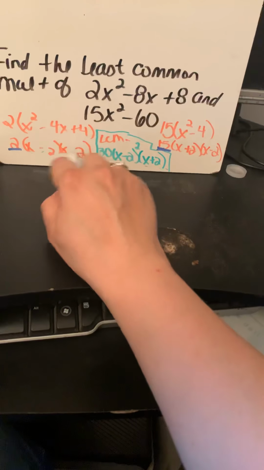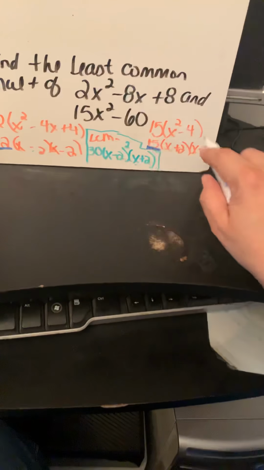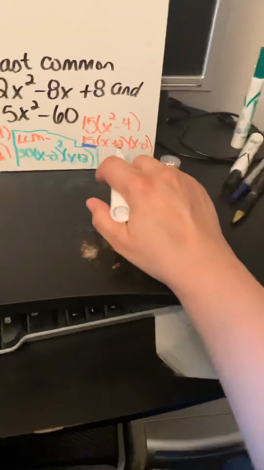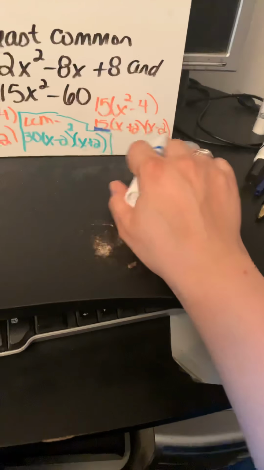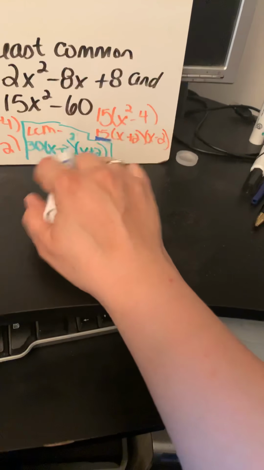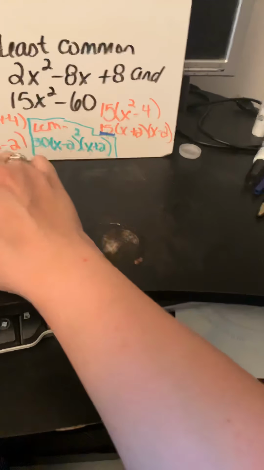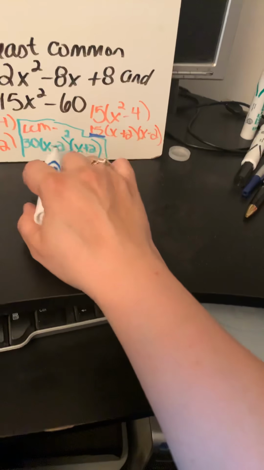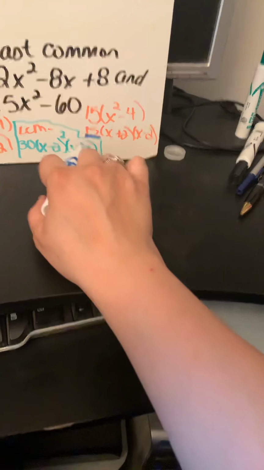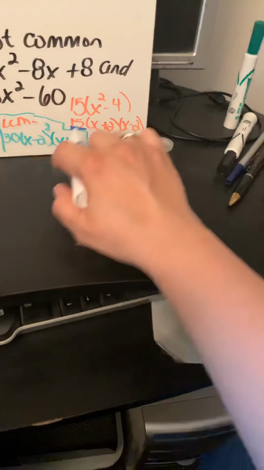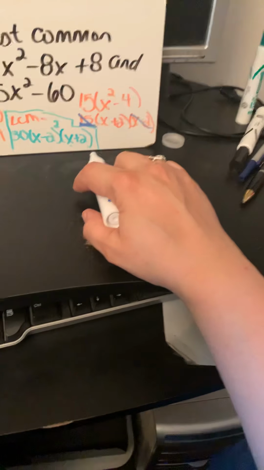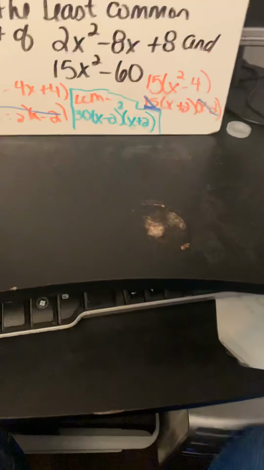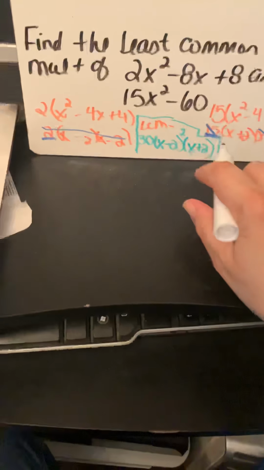This one has 2 x minus 2's. This one only has 1. So I got 2 here, 1 there. I take my largest number of x minus 2's, so I have 2 of them. Then what else? If I have these taken care of, what's left over? Another x plus 2. So that's how you find your least common multiple.